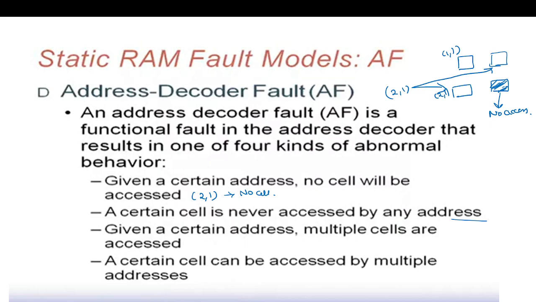Next, a certain cell can be accessed by multiple addresses. Now see this is the cell, which can be accessed with 1, 1, and 2, 2. So with multiple addresses we can access this cell. So that's again another type of address decoder fault.